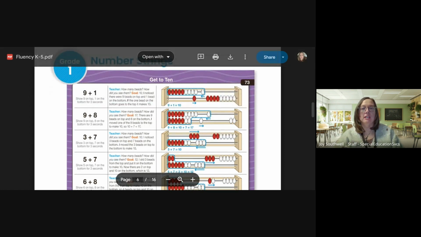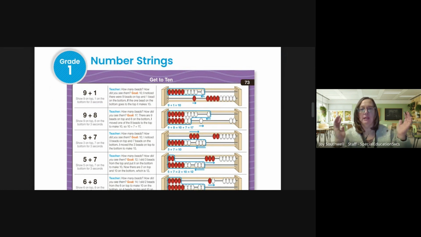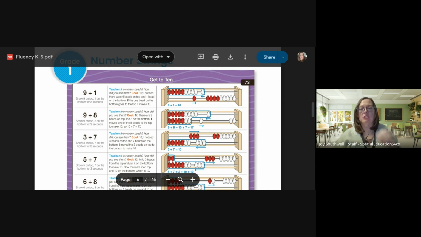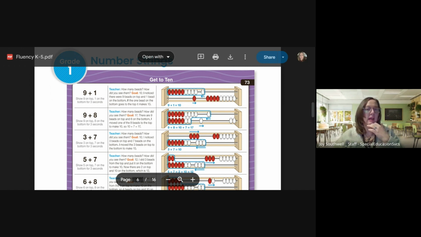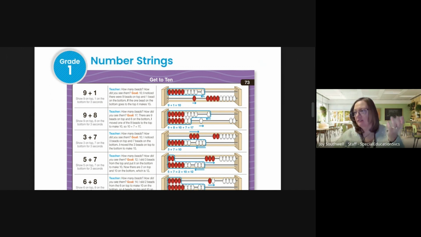Here she did, they do have the big Rekenreks. If they are part of your kit, they're in there, and there's any other manipulatives you might need. There's a big one you can put on the board. What they might do with this 2-row one is she put 9 on the top and 1 on the bottom. And then how many beads? Well, the kids are all going to say 10.